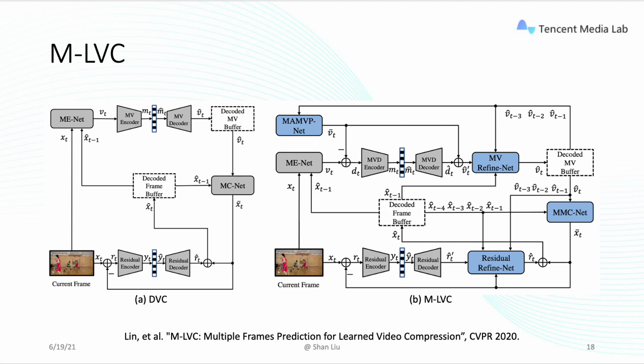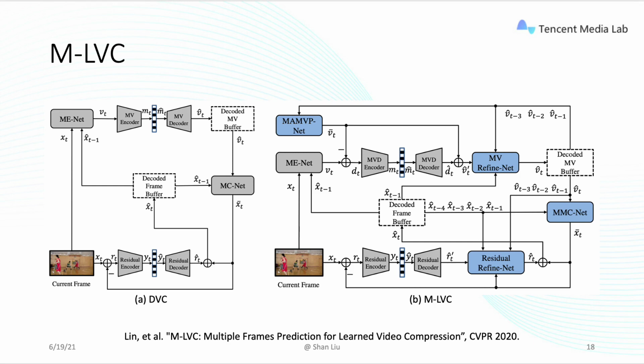This slide compares the framework of the proposed multi-reference frame architecture on the right with the framework of DVC as the benchmark on the left. The blue highlighted networks in the proposed system are new, while other networks are the same as those in DVC, with a note that in the proposed framework, the autoencoder, which was used to compress motion vectors in DVC, is now used to compress the motion vector difference in the proposed M-LVC.